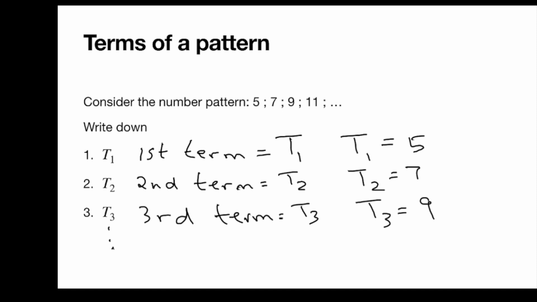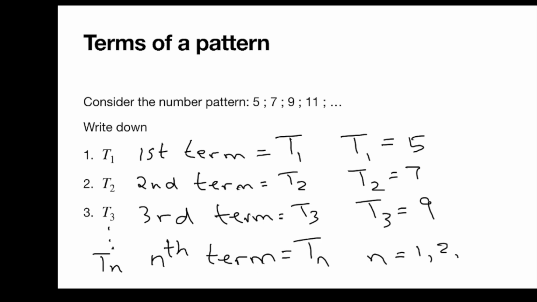Later on, we will look at what we call Tn. Tn is therefore the nth term. So the nth term is written as Tn. Now, in this case, n could be equal to 1, or n is equal to 2, or 3, or 4, and so on and so on. So n can be anything, but this is what we call the general term, Tn. We will look at that one later.